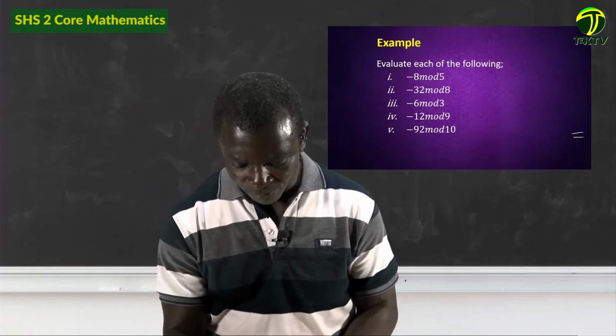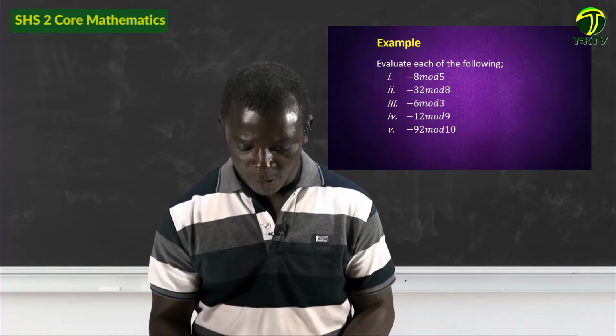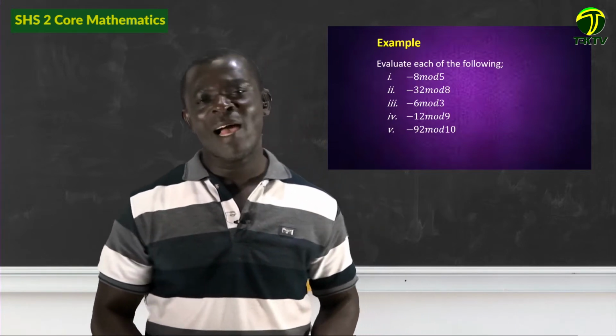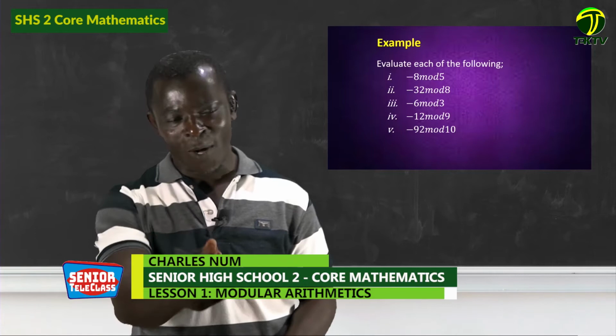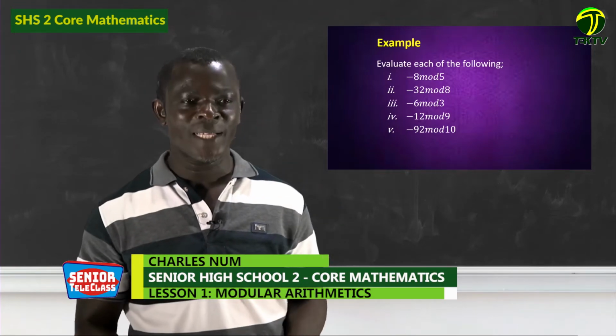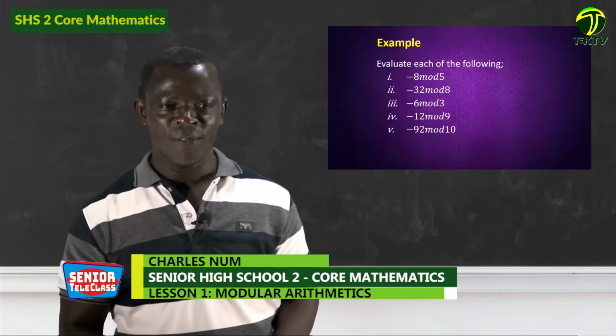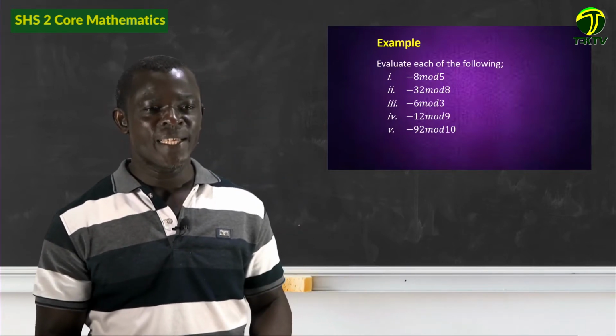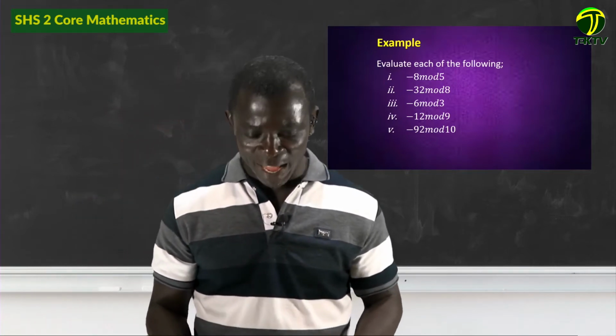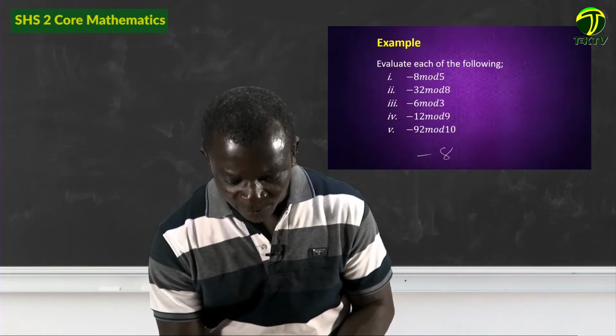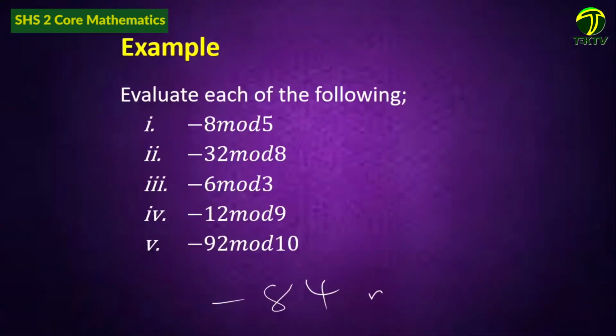Anyway, can we try our hands on this one also whilst in the house? Let me give you just a few seconds and then try this one. Negative 84 in mod 5. Negative 84 mod 5. Try that one and let's see your answer.